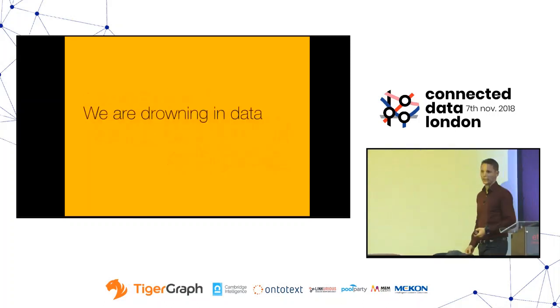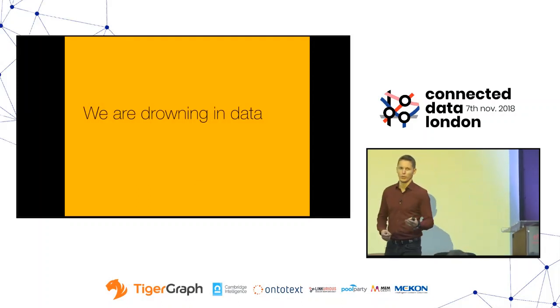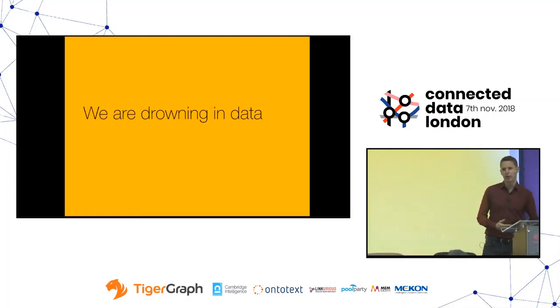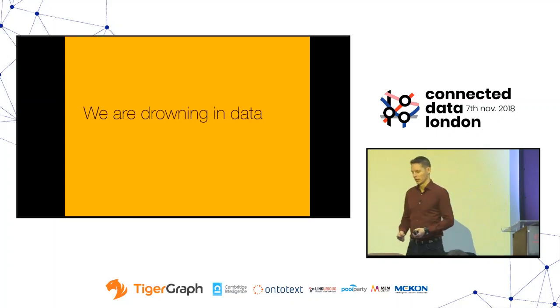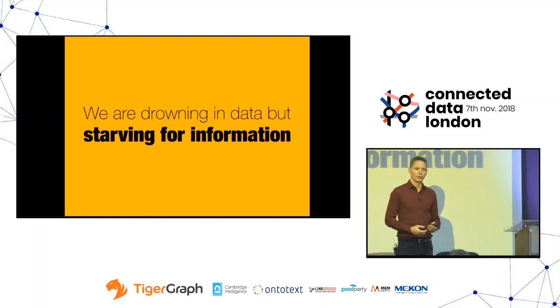So it's not like in the past where there was a scarcity of data, where it was really hard to find data, to get access to that data. Nowadays, we have the complete opposite problem in a lot of cases. There's so much data out there that it becomes increasingly difficult to process that data. So even though we have all of that data there, we're still kind of starving for information.